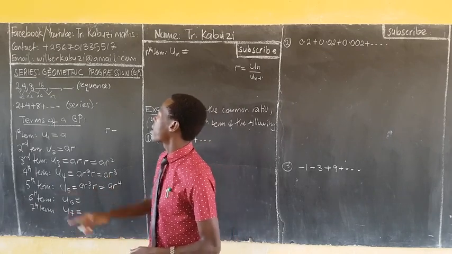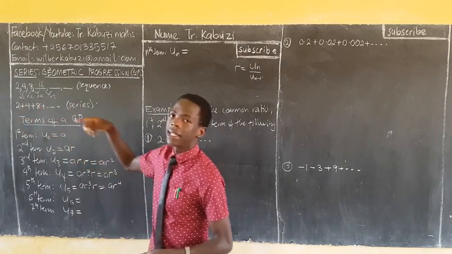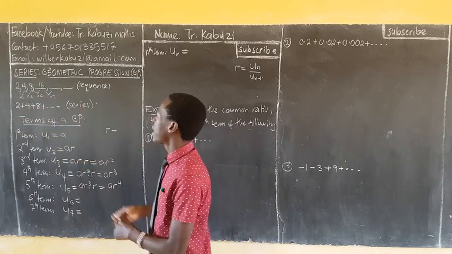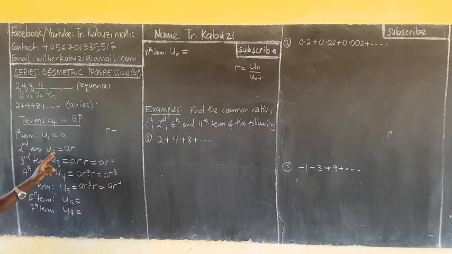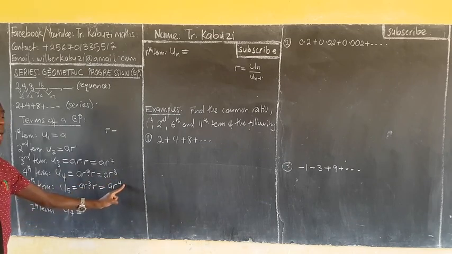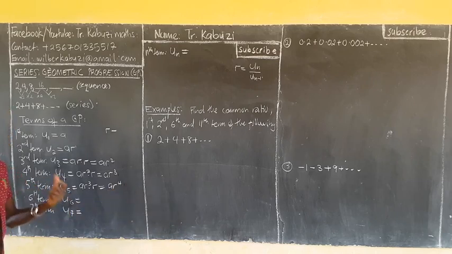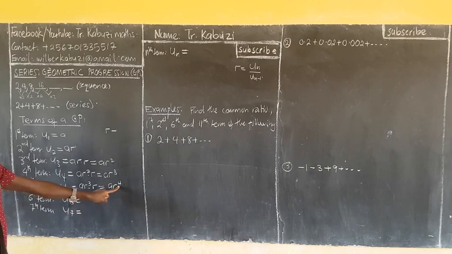Why are we multiplying by R? Because it's the common thing that they multiply by from one term to the other. Now, there is a certain pattern here: if this is the second term, R is to the power 1. If it is the third term, it's to the power 2. If it's the fourth term, it's to the power 3. If it's the fifth term, it's to the power 4. From there, we can use that idea to generate the 6th and the 7th.